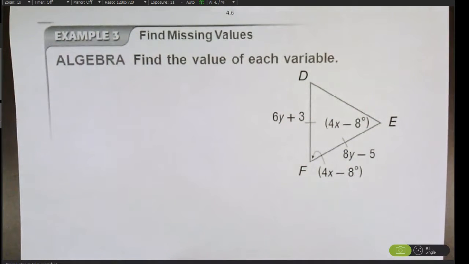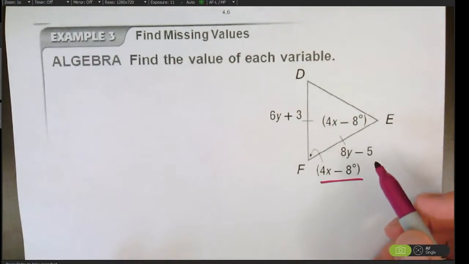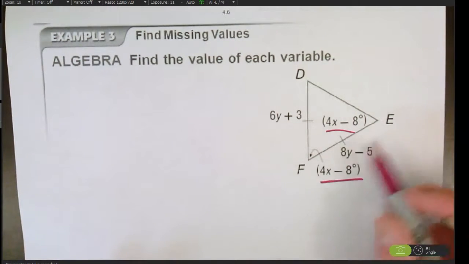Okay, so here's some extra examples from section 4.6. This was the homework problem you had to do. So here's the deal. Solve for x. What we have to recognize is, in this triangle, these two angles are congruent.